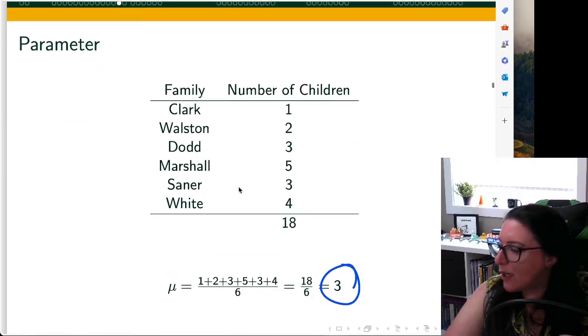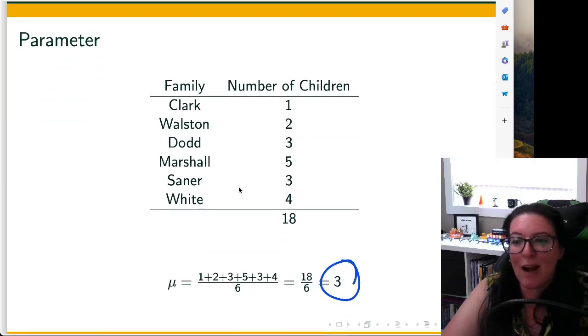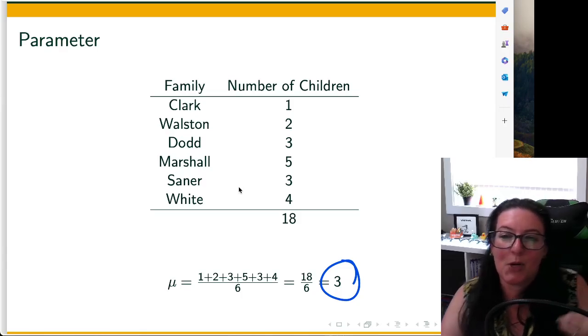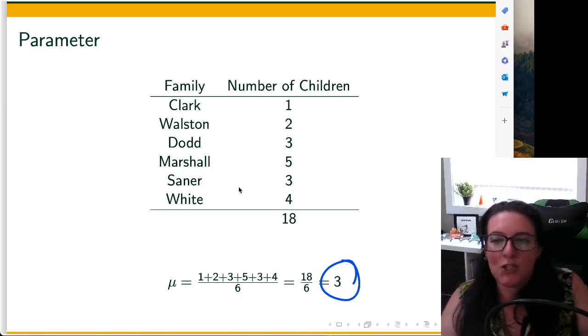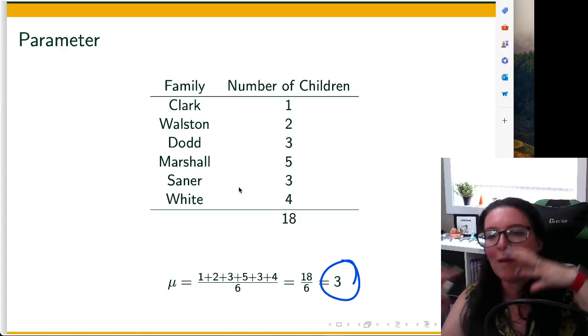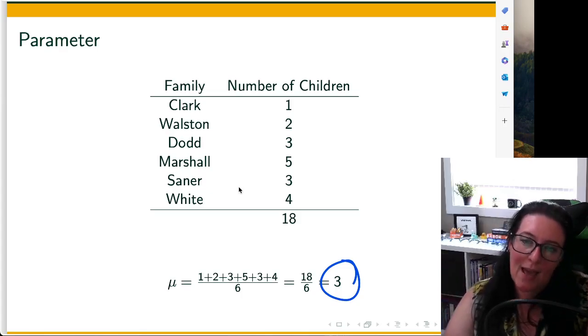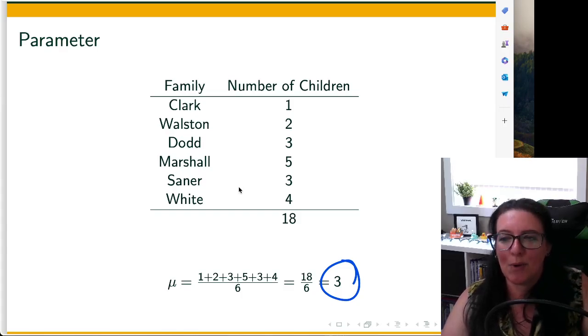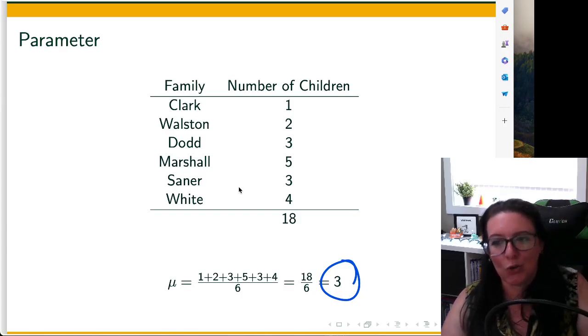In this particular case, we can easily figure out what the underlying population parameter is. But what if it's not just 6 families in that underlying population, but what if it's all families? All families in the US or all families in Canada. What is the average number of children? Well, that's a lot bigger group.